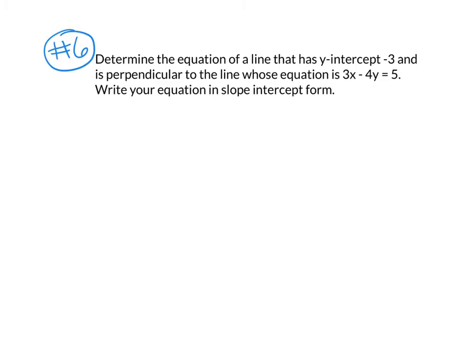Question number 6 is, determine the equation of a line that has y-intercept negative 3 and is perpendicular to the line whose equation is 3x minus 4y equals 5. Write your equation in slope-intercept form. If I'm going to do that, first I know slope-intercept form equals y equals mx plus b. It wants me to determine the equation of a line that has a y-intercept of negative 3. So I know that my b is going to be equal to negative 3. The question is, what is my slope?